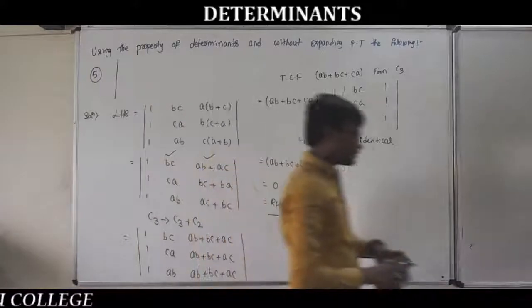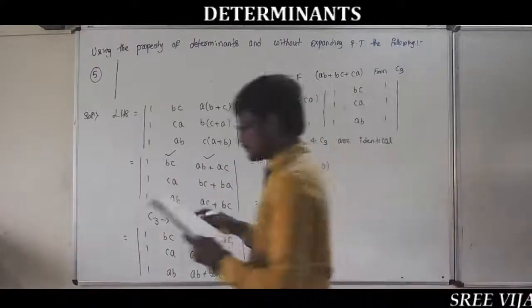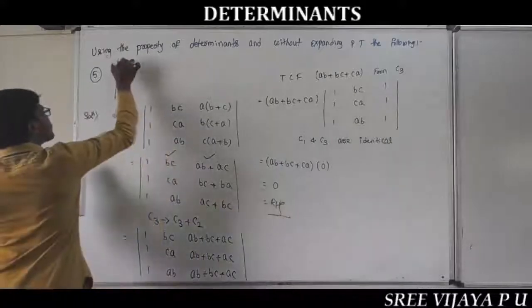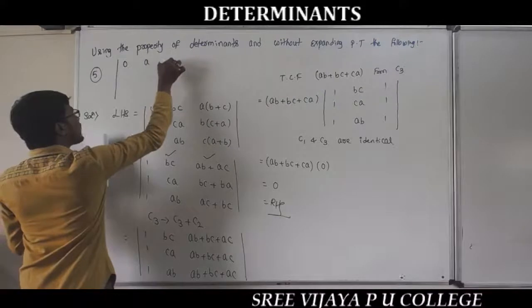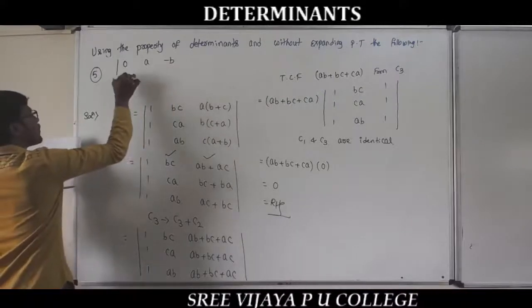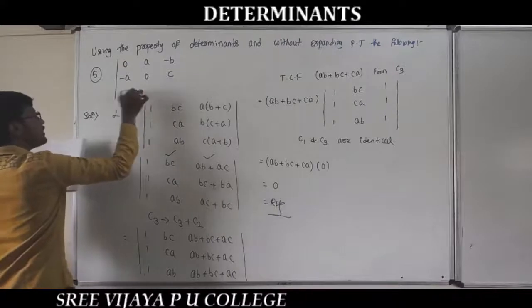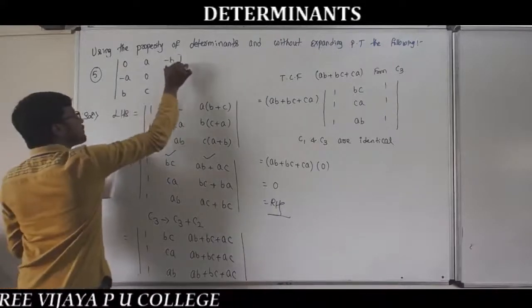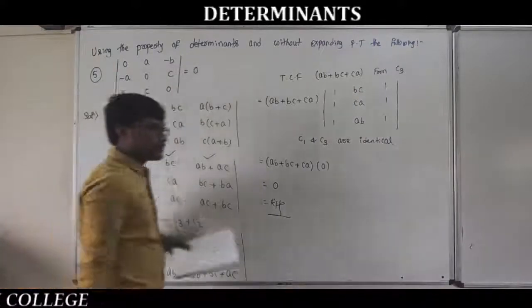Determinant of 0, A, minus B, minus A, 0, C, B, C, 0 can be equal to 0.